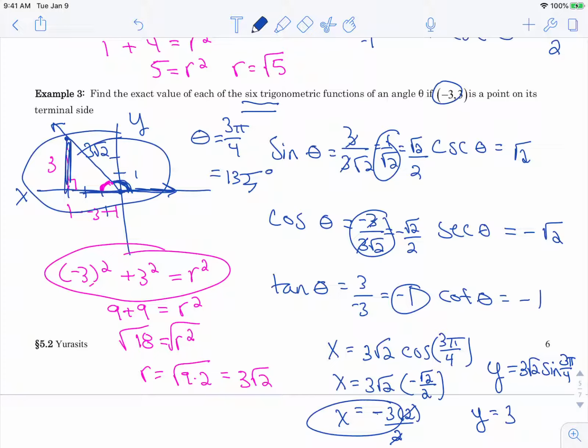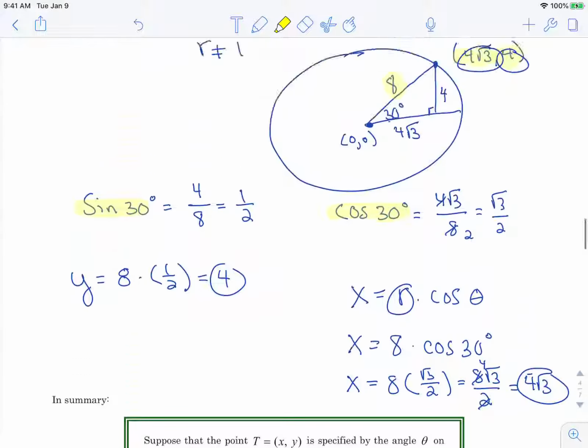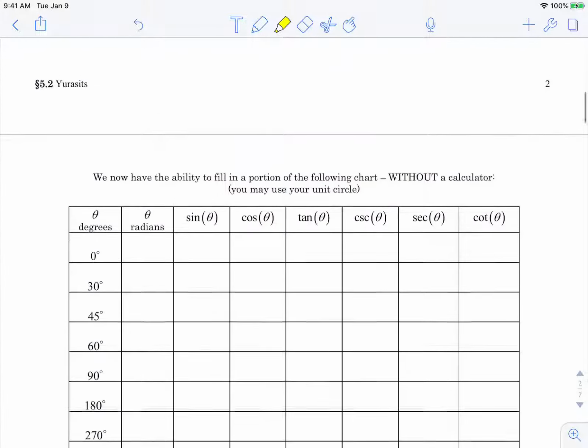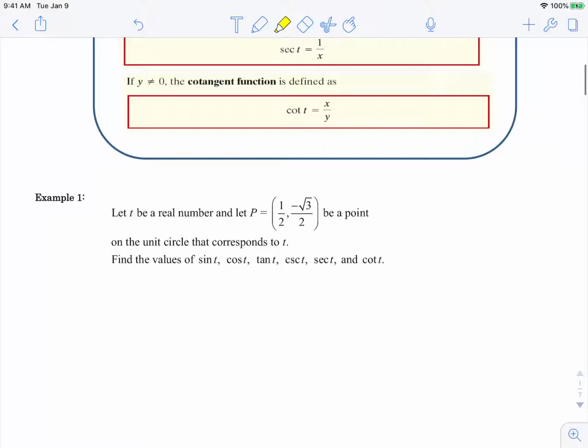Now, one huge thing to take away, this is not on the unit circle, so I could not assume my x value is cosine and my y value is sine. Whereas going back up to our first example, they told us was the unit circle, so then we could assume this is cosine and this is sine.